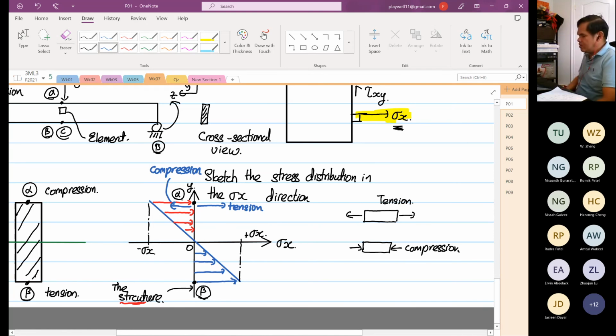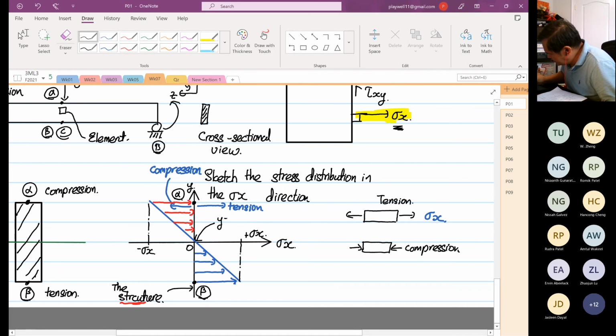So this is how you sketch the stress distribution. Different books will have different notation, but I'm trying to relate this to tension and compression under axial loading, because when we calculate axial loading, this is also our stress x. So this is how I'd like you all to sketch the stress profile.